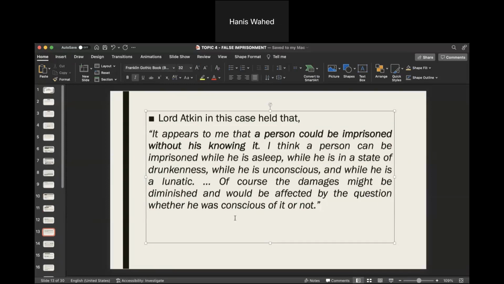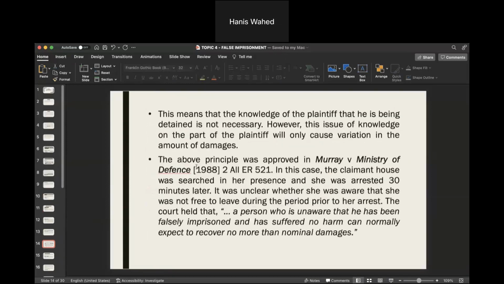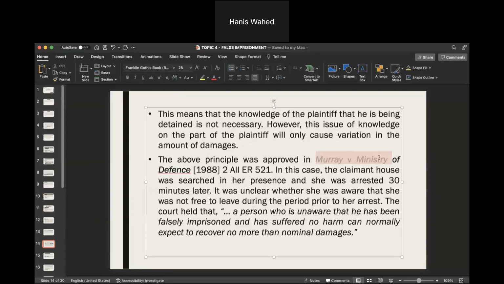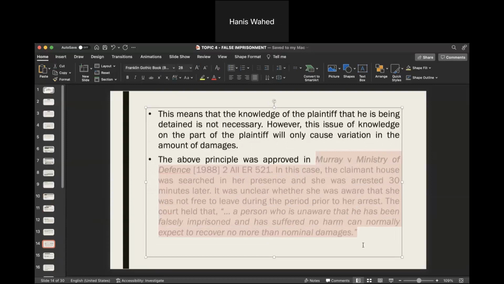Okay, and this fact is supported in the case of Murray, yeah, this case, where the court dalam case ini stated that a person who is unaware that he is being falsely imprisoned and then suffered no harm, the court said that he can only recover nominal damages. Yeah. You guys can read the case, the facts of this case, ya.